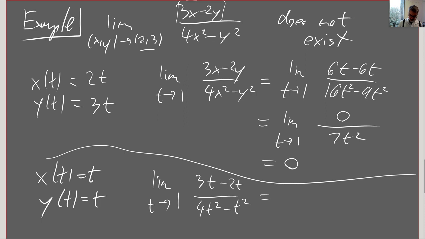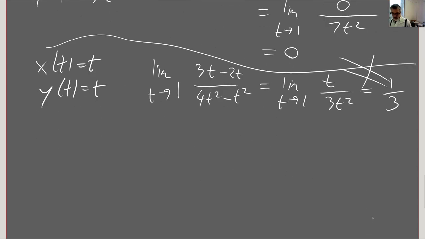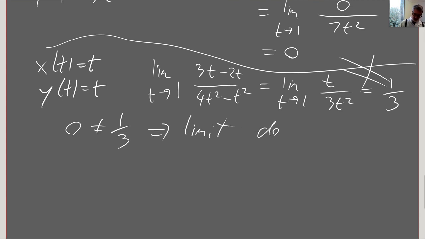So that's going to be t on top, so it's the limit as t goes to 1 of t divided by 3t squared. And now we can just plug in, and it's going to be 1 over 3, and these are not the same, right? They're not equal. Okay, so 0 is not 1/3, and that implies the limit does not exist.